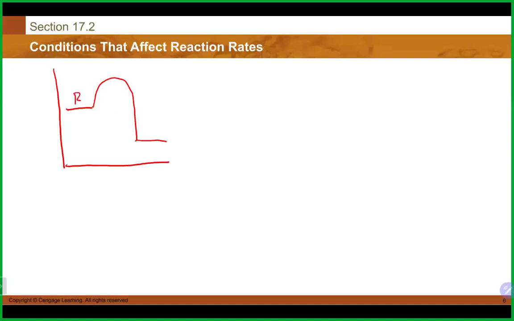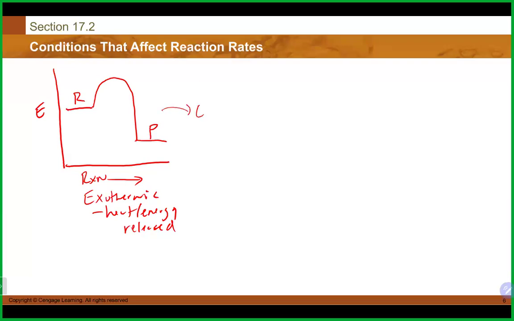And if this is your reactants, this is your products, this is energy, and our reaction is progressing in this direction. This is an exothermic reaction diagram. We know it's exothermic, and it means that heat and energy is released or given off. And we know that based on the position of the reactants to the products. Our reactants are higher in energy than our products, which means the only way for them to get down there is they have to release that energy or give off that energy in that case.